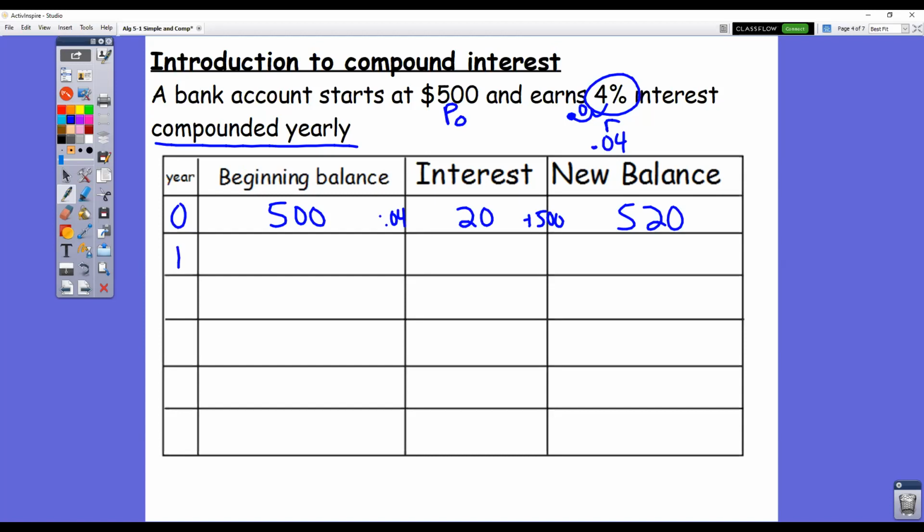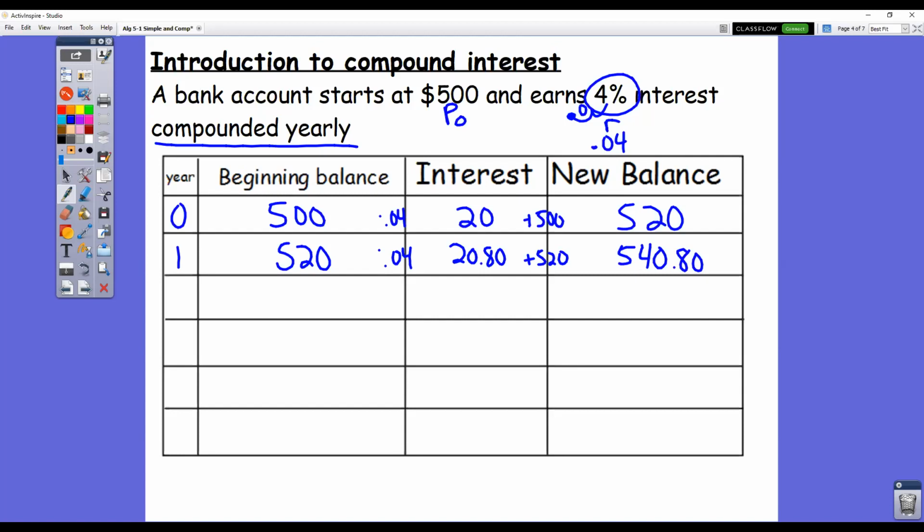For the first year. So you're now starting off that second year with $520, earning 4% again. So this time you're going to earn $20.80. Adding that to the $520 that you started off with, at the end of the second year, you now have $540.80, reinvesting that interest that you earned.